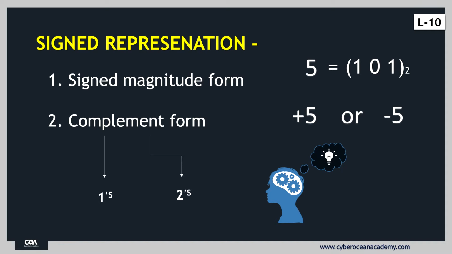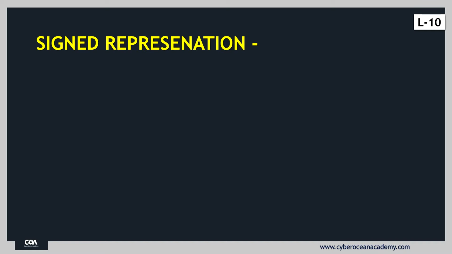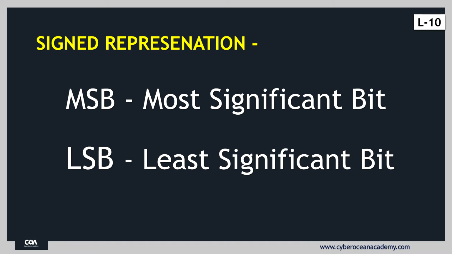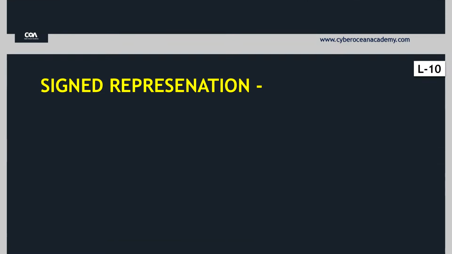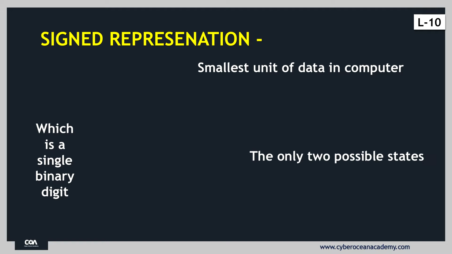So first let's understand the basic things. What are the basic terms? The first term is MSB, the most significant bit, and another term is LSB, the least significant bit. So what is a bit here? A bit is the smallest unit of data in a computer, and it is a single binary digit. There are two possible states, that is 0 and 1.